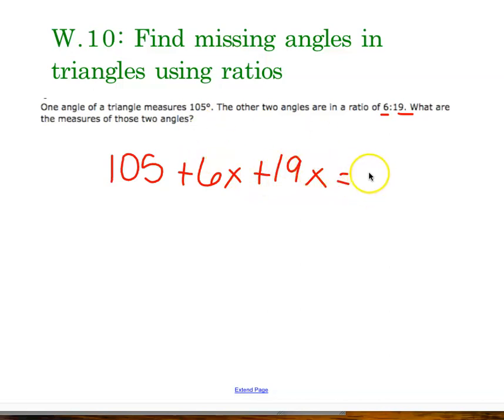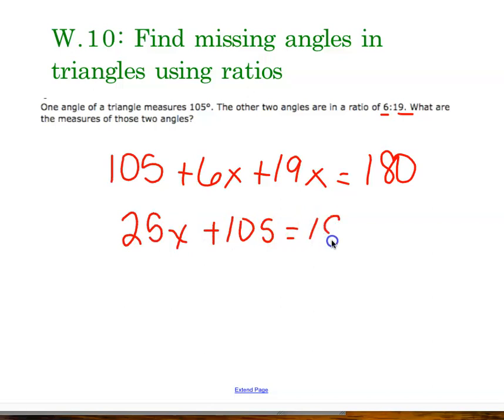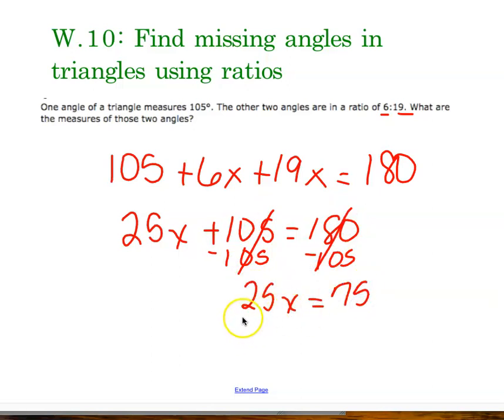So we set our equation, and we know interior angles of a triangle is always equal to 180 degrees. So we get 25x plus 105 equals 180. I subtract 105 from both sides, and I get 25x equals 75. I divide by 25 to both sides, and I get x to equal 3. Now I'm not done because that doesn't tell me the angle measures.